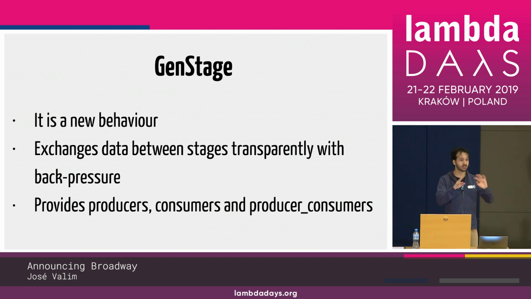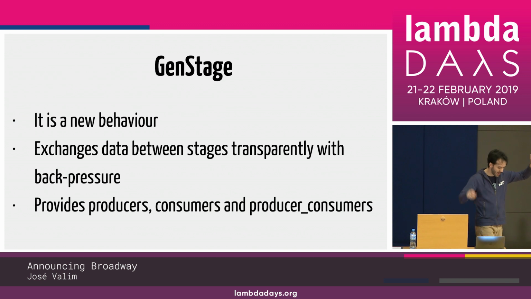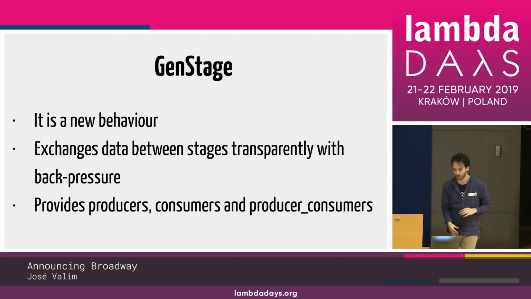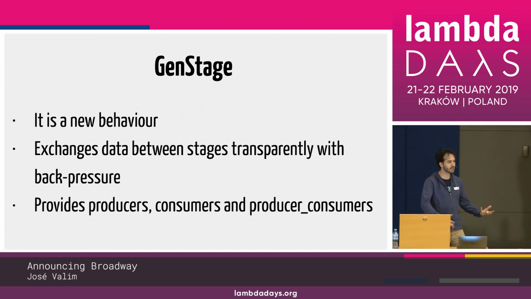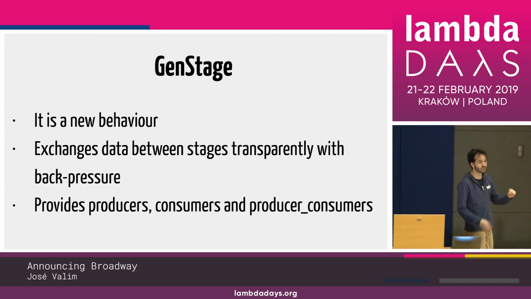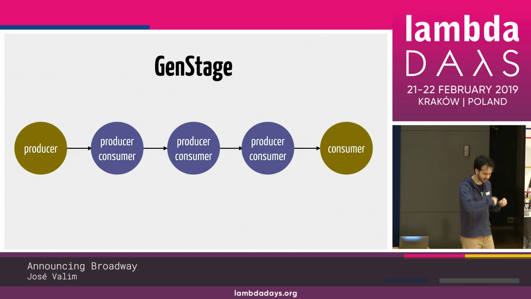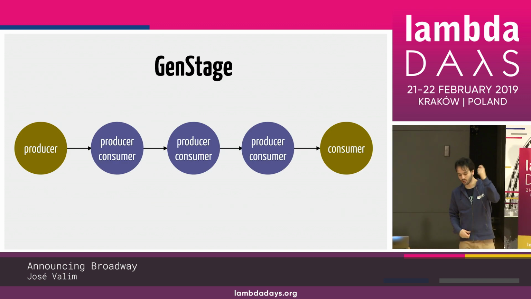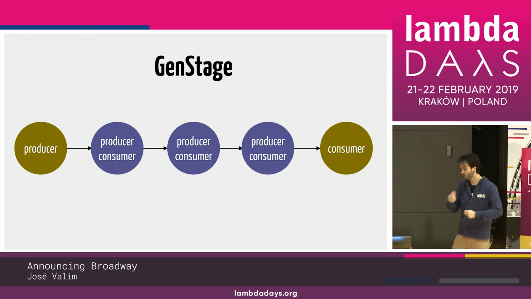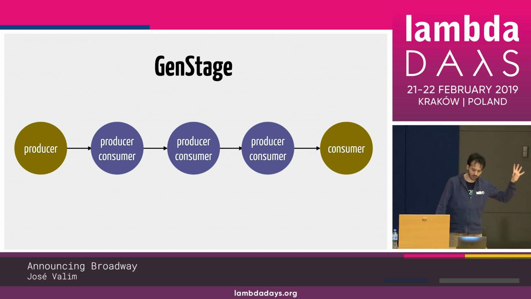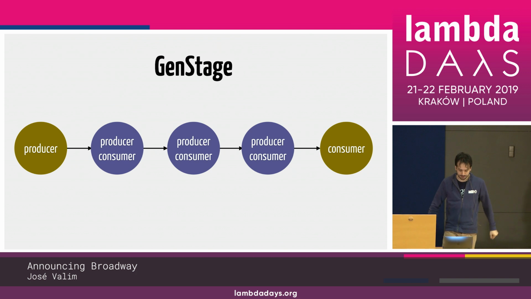And we have 3 kinds of stages. We have producers, we have consumers, and then we have producer-consumers that are in the middle. So a GenStage pipeline can look like this. So we're going to have a producer. So for now, it looks very similar to what we were trying to do, right? So we can have a producer, and then it sends data to a producer-consumer, potentially to another producer-consumer, and so on, until it gets to a consumer at the end, right? So the producer is the source, the consumer is the sink.